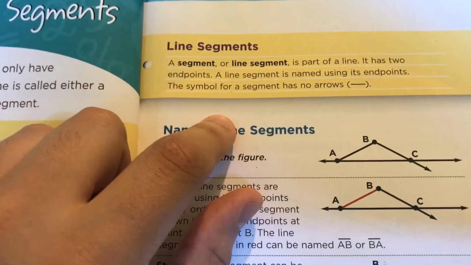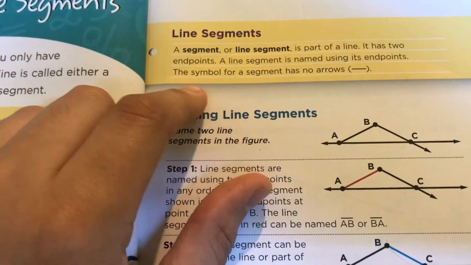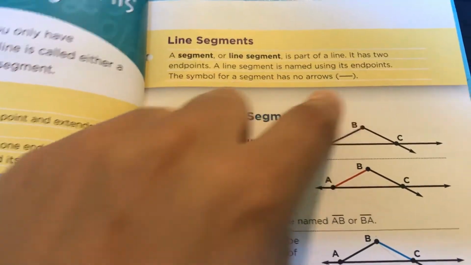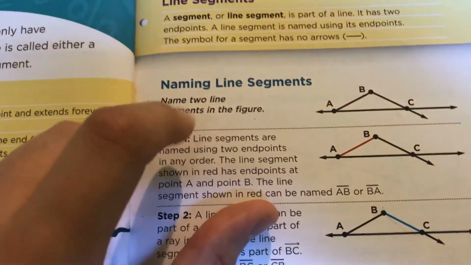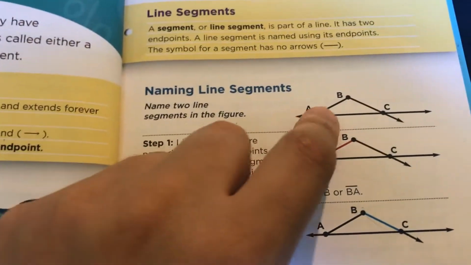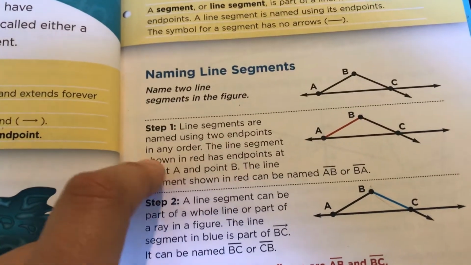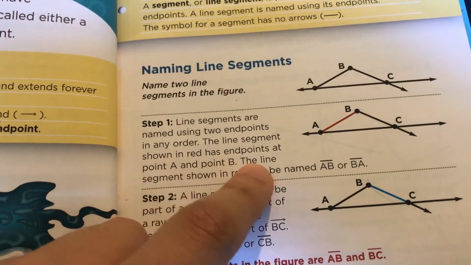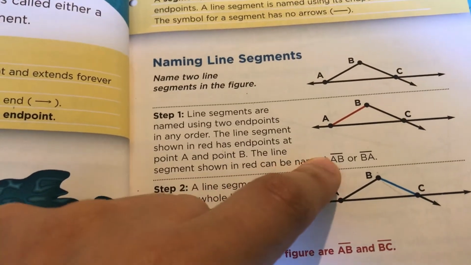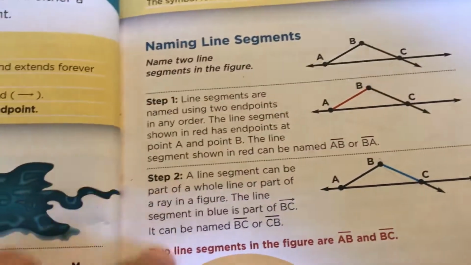Line segments. A segment or line segment is part of a line. It has 2 endpoints. A line segment is named using its endpoints. The symbol for a segment has no arrows. Naming line segments. Name 2 line segments in the figure. Step 1. Line segments are named using 2 endpoints in any order. The line segment shown in red has endpoints at point A and point B. It can be named AB or BA.